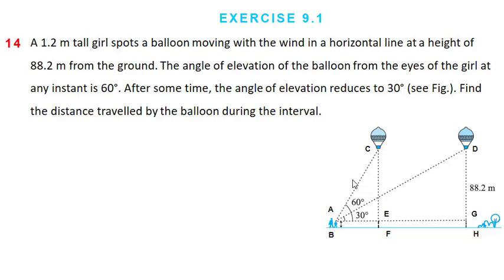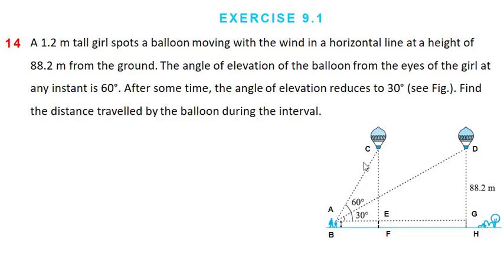So as you can see in the diagram, there is a balloon at a height of 88.2 meter. It is moving in the horizontal direction, that is it is going from C to D. The angle of elevation of the balloon from the eye of the girl at any instant is 60 degree. After some time, the angle of elevation reduces to 30 degree. We have to find the distance travelled by the balloon during the interval. So we have to find the distance CD, and if you see the diagram, CD is equal to EG, which is equal to FH. Any value you find will give the distance between the two balloons.